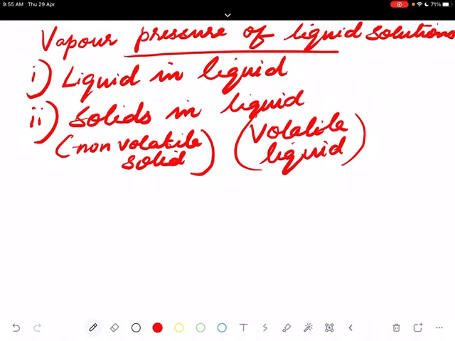So first we are going to liquid in liquid, which accounts for Raoult's law. In liquid means I mix two liquids. In that case, we'll be talking about Raoult's law.